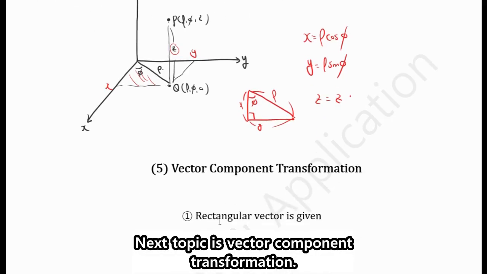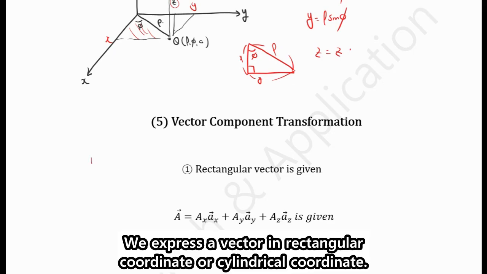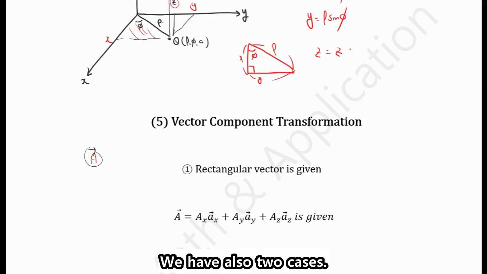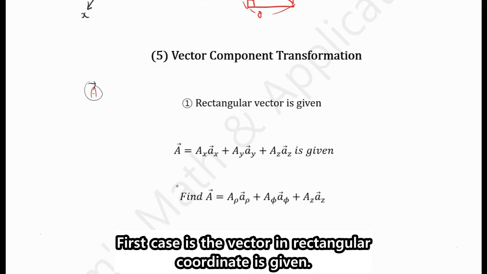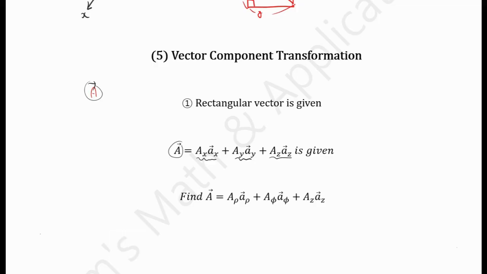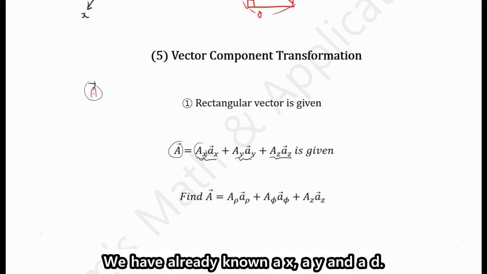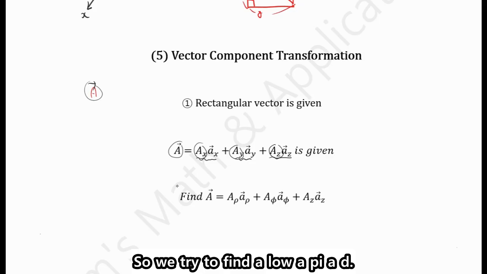Next topic is vector component transformation. We express a vector in rectangular coordinates or cylindrical coordinates. We have two cases. The first case is when the vector in rectangular coordinates is given. In other words, vector A is Ax a_x vector plus Ay a_y vector plus Az a_z vector. We already know Ax, Ay, and Az, so we try to find A rho, A phi, Az.